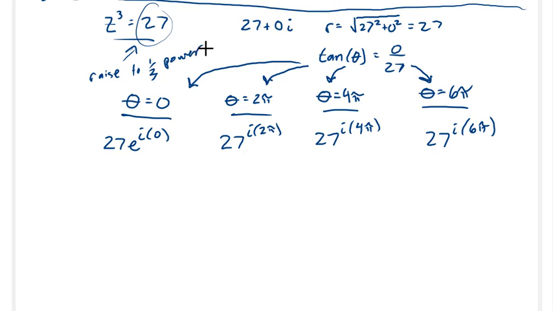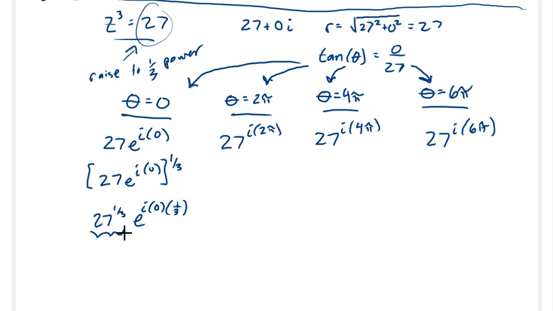So that's what I'm going to do. We're going to take 27 e to the i times 0 raised to the 1/3. That's going to give me 27 to the 1/3 e to the i times 0 times 1/3. But of course that's just going to be e to the 0, right? And so all I get here is 27 to the 1/3, which is going to be 3. And this is of course equal to 1, so the answer is 3. Okay? But let's see what happens if I do it to this version of 27.